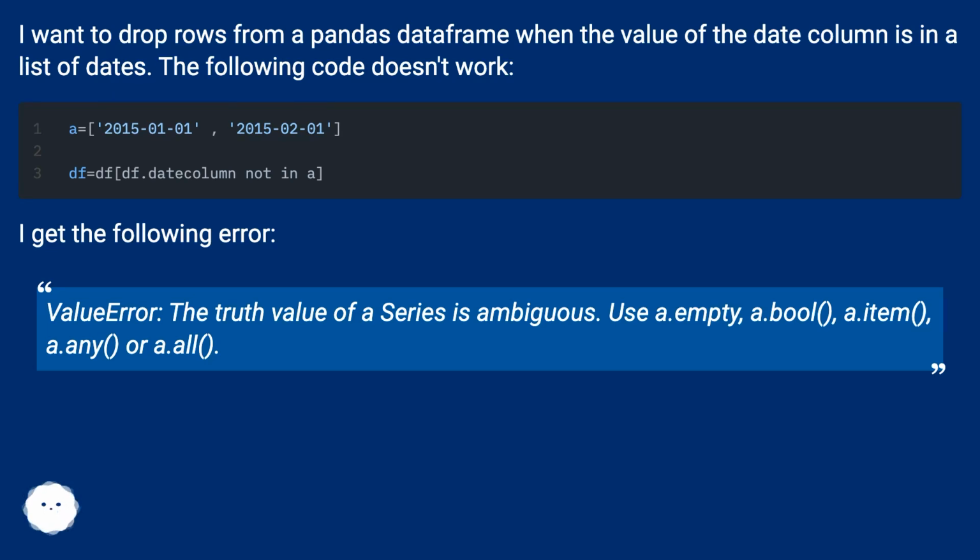I get the following error. ValueError: The truth value of a Series is ambiguous. Use a.empty, a.bool(), a.item(), a.any() or a.all().